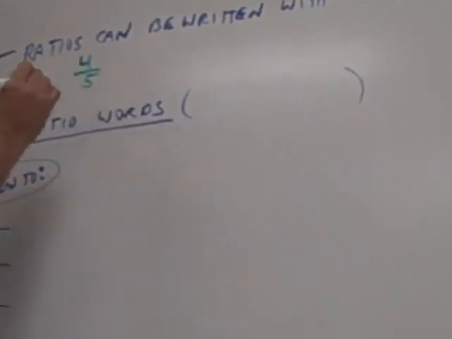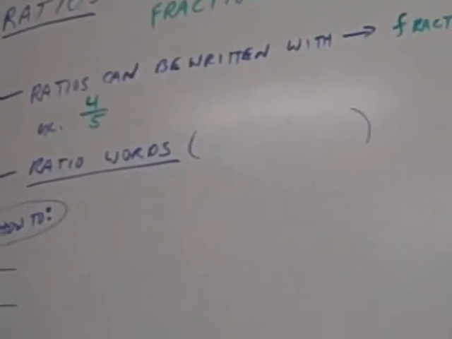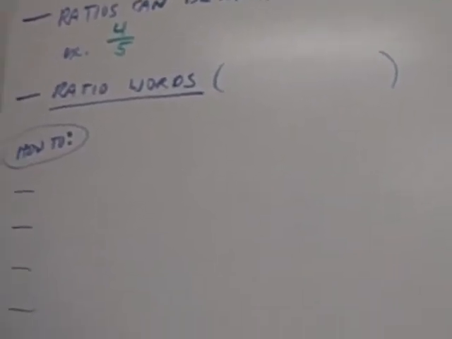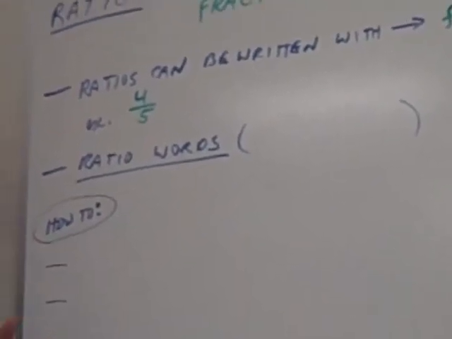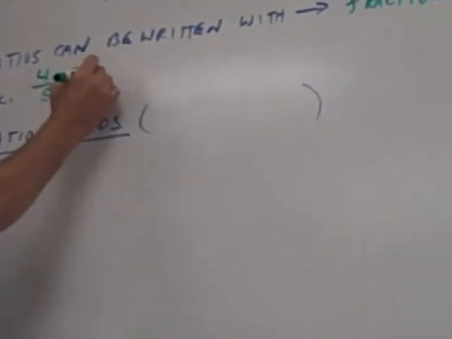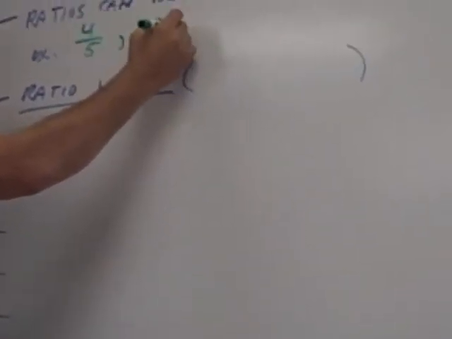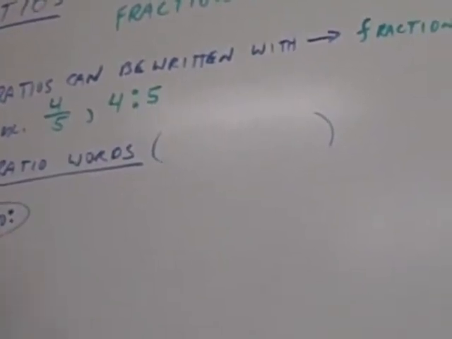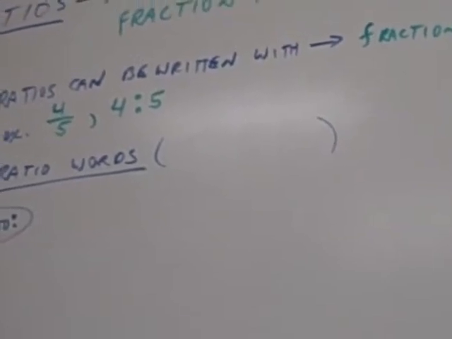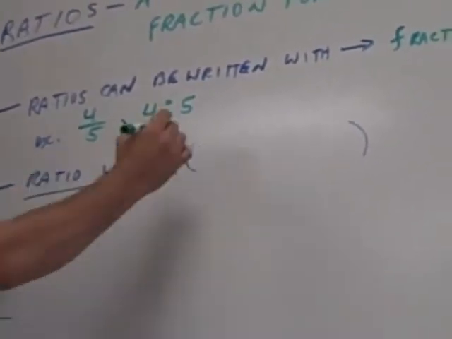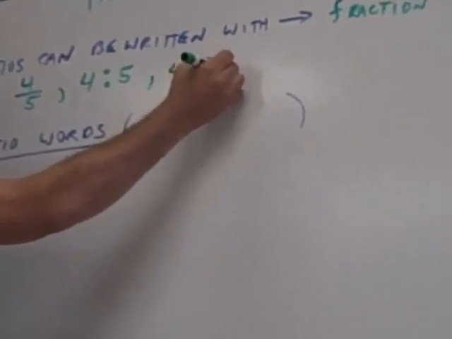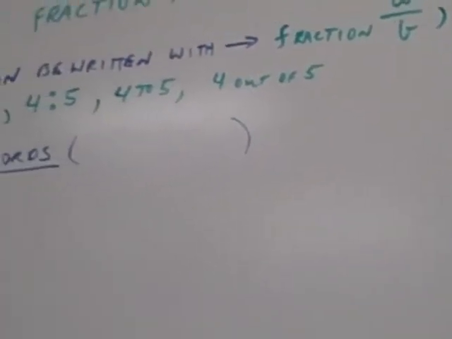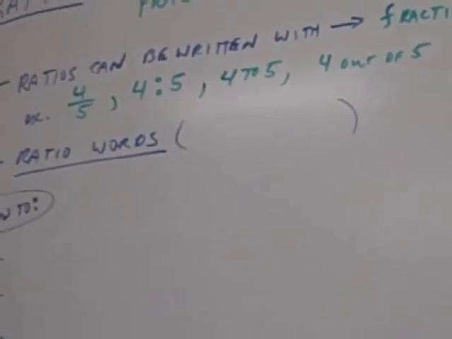Now, an example of this would be 4/5, which could be read 4 to 5, using the word TO. Or we could use the words out of. 4 out of 5. This same ratio could be written 4:5, meaning the exact same thing we just said. 4 to 5, or 4 out of 5. Now those are just the 4 ways that we wrote how ratios can be written.